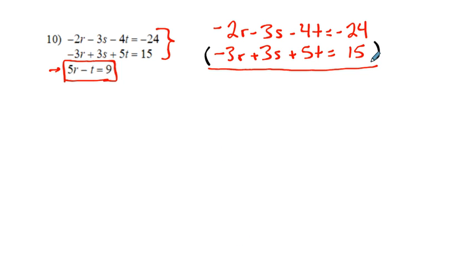If I am trying to eliminate s, because s is not in this equation, I'm looking at this negative 3 and a positive 3. They're opposite, so I can add to eliminate those. Negative 3 plus 3 is 0. Then I'll do negative 2r plus negative 3r, which is the same as negative 2 minus 3, is negative 5r. And negative 4t plus 5t is t. Negative 24 plus 15 is going to be negative 9.